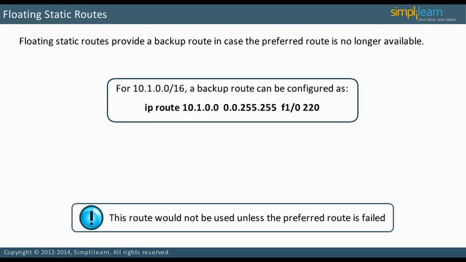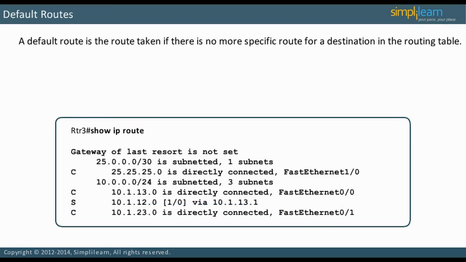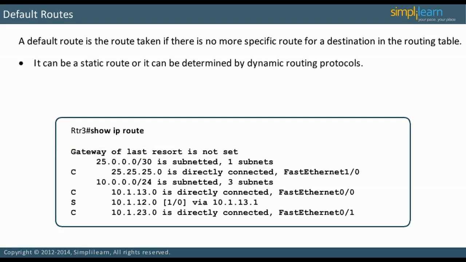In the next slide, let us focus on default routes. A default route is the route taken if there is no more specific route for a destination in the routing table. It is also called a gateway of last resort for the router. On the slide, it can be seen in the routing table as gateway of last resort is not set. A default route can be a static route or it can be determined by dynamic routing protocols. Let us look at static default routes only.